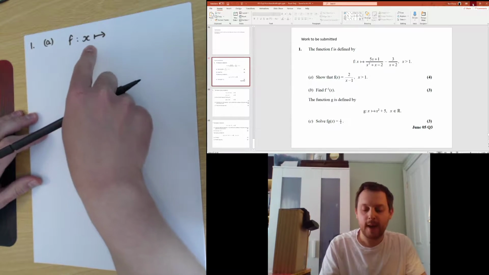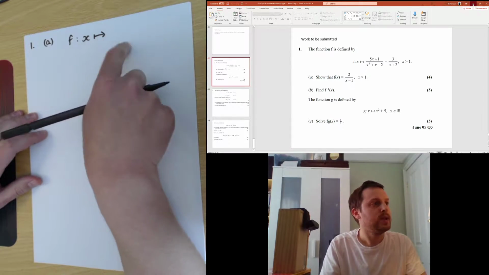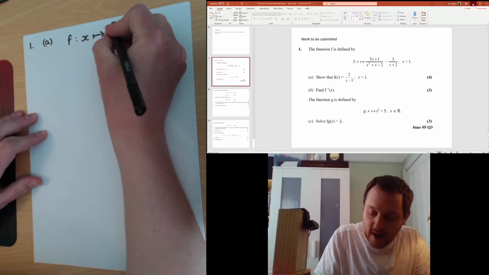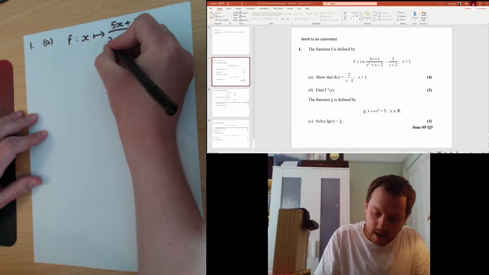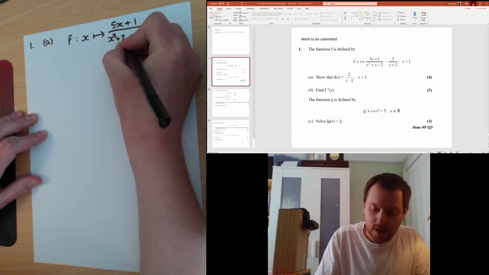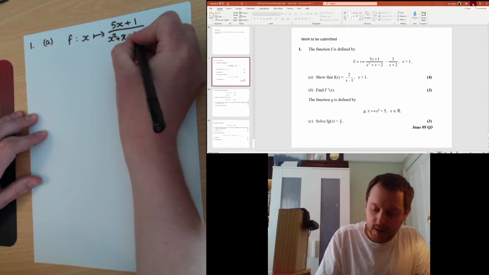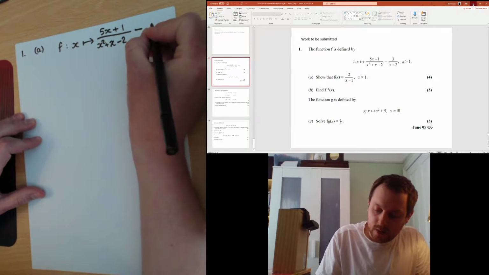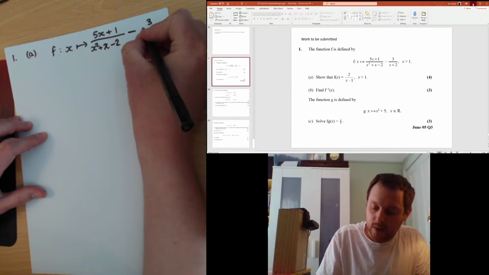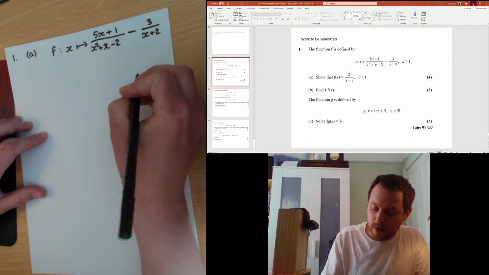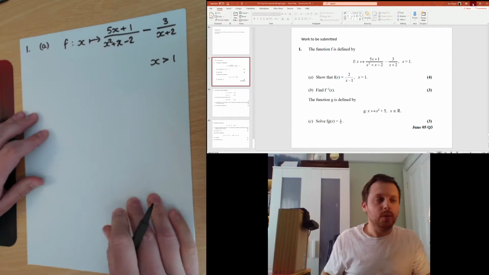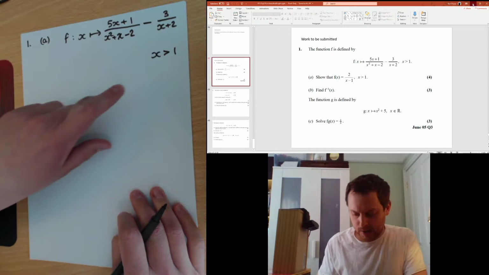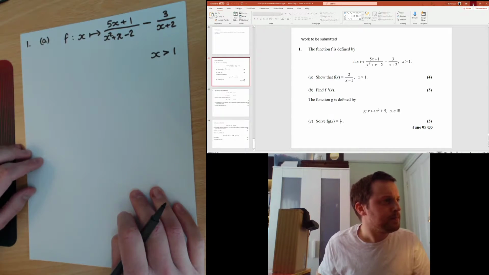The function f maps x to 5x add 1 over x squared plus x minus 2, take away 3 over x plus 2, and we've got the domain x's or real numbers greater than 1. So that's going to be important.